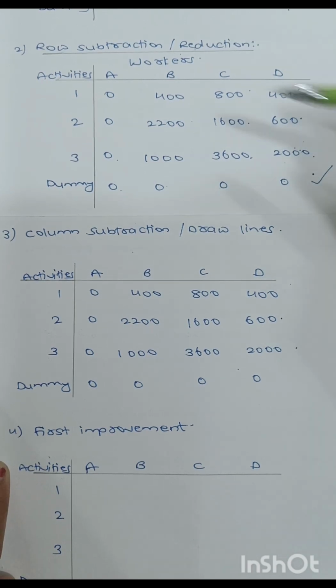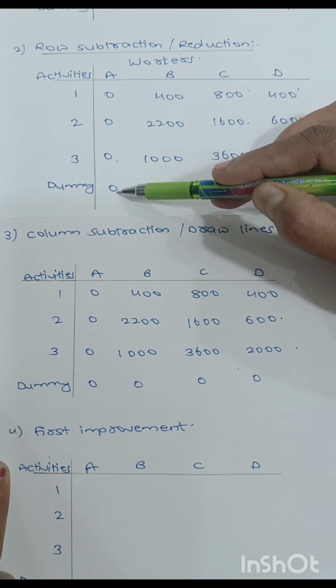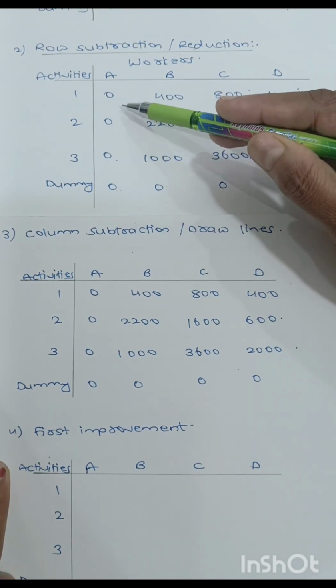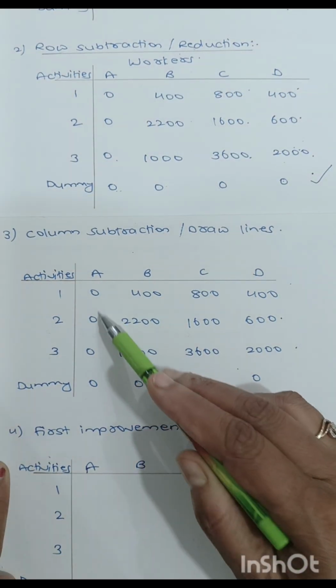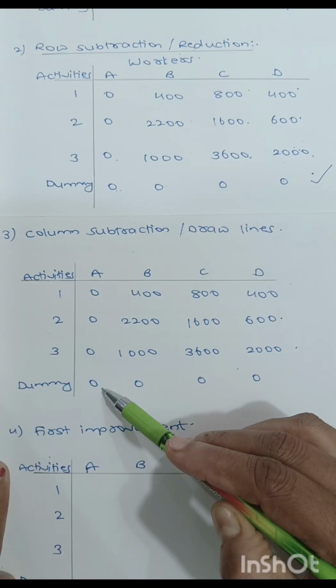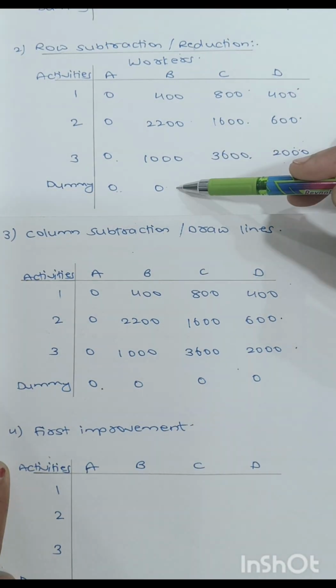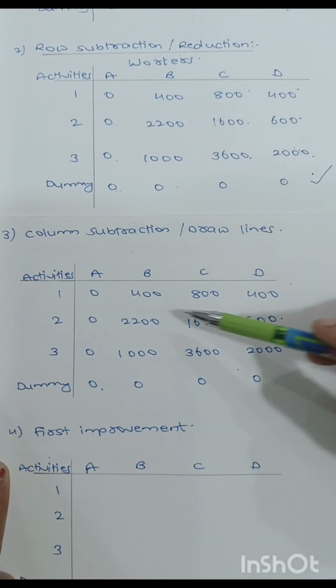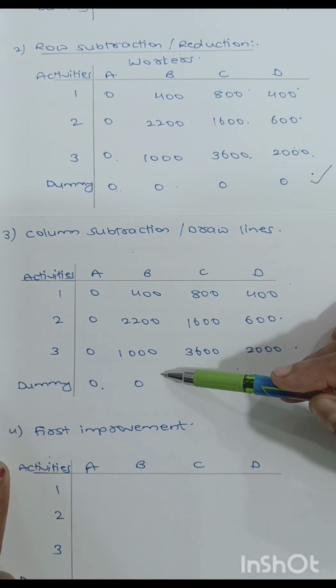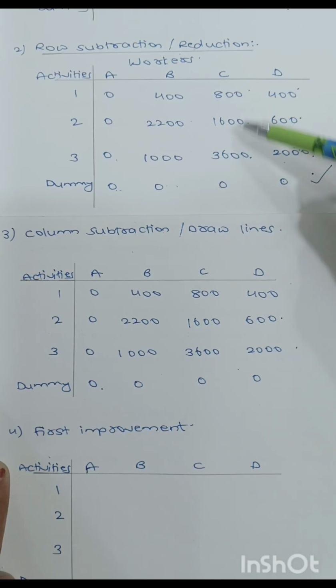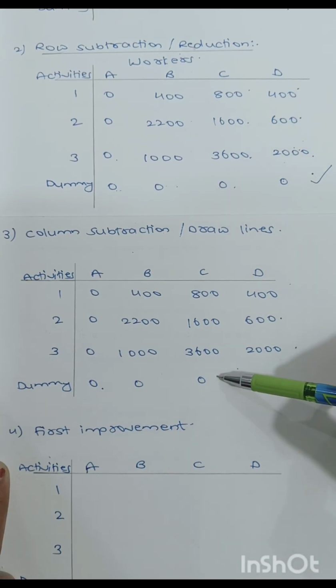The reason is, in first column, lowest element is 0. So after subtracting all the zeros, we will get same column, that is A column with all values 0. In second column, lowest element is 0. So after subtracting all the values, we will get column number B with same values. Similarly, column C, lowest element is 0. Hence, C column will remain as it is.